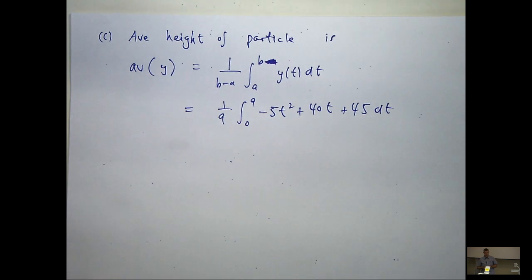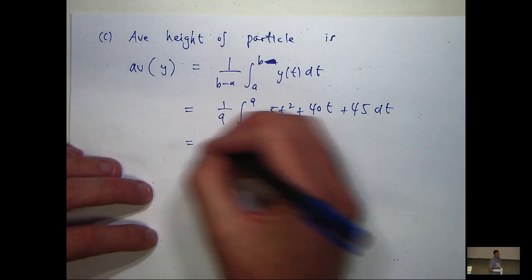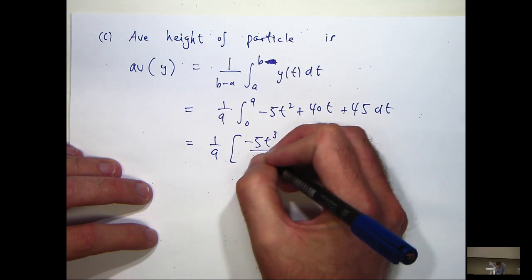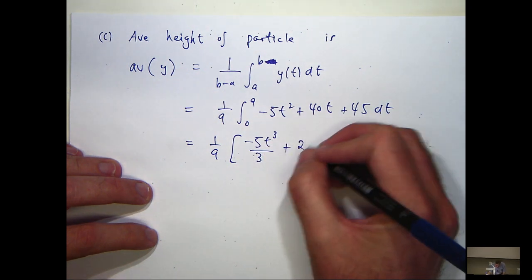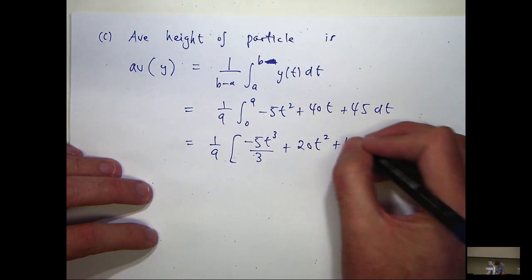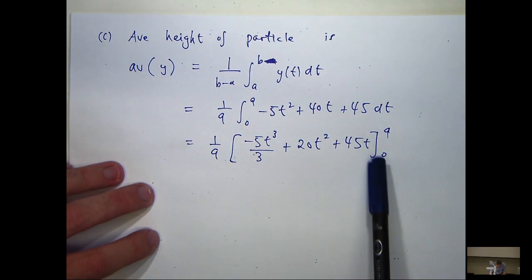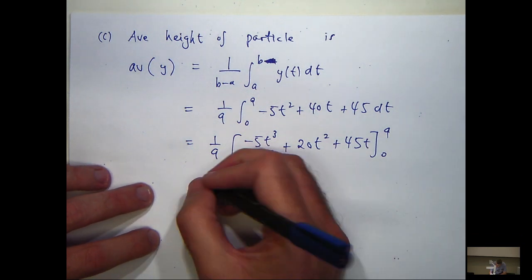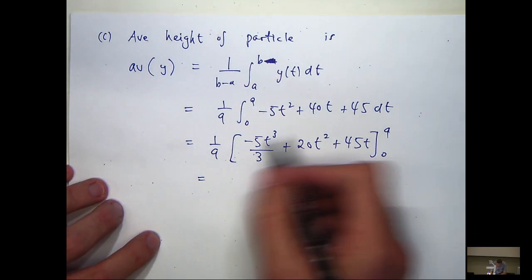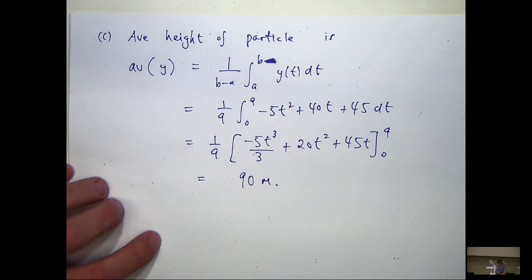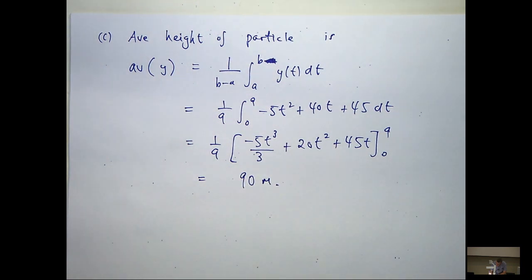So all we've got to do is integrate this. Okay, so if I sub in t equals 9, t equals 0 is going to give me 0 in here. So if I plug in t equals 9, after some calculations, I'm not going to put all the calculations in, but I should get 90 metres.